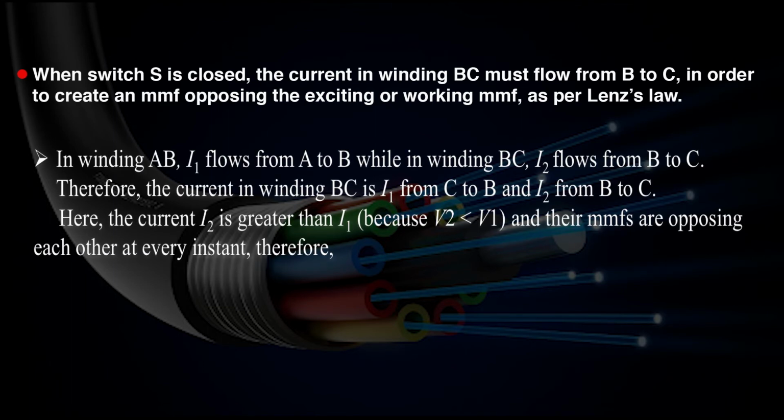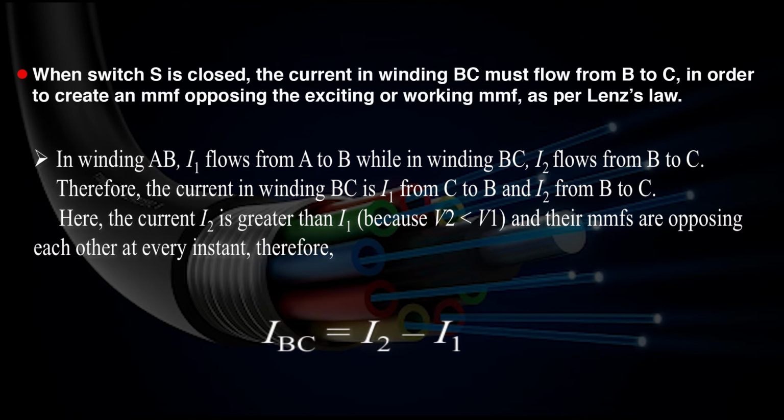In winding AB, I1 flows from A to B, while in winding BC, I2 flows from B to C. Therefore, the current in the winding BC is I1 from C to B and I2 from B to C. Hence, the current I2 is greater than I1 because B2 is less than B1, and their MMFs are opposing each other at every instant. Therefore, you can write IBC is equal to what?